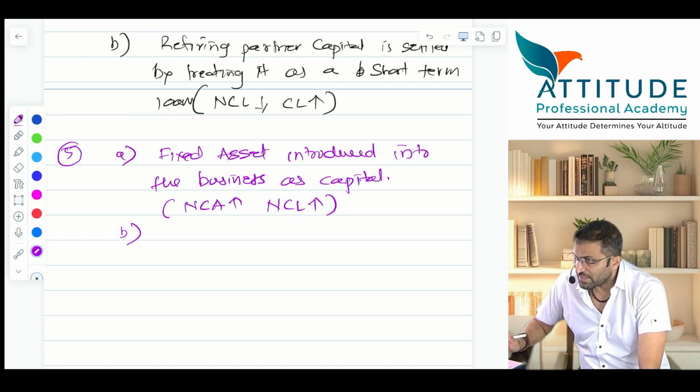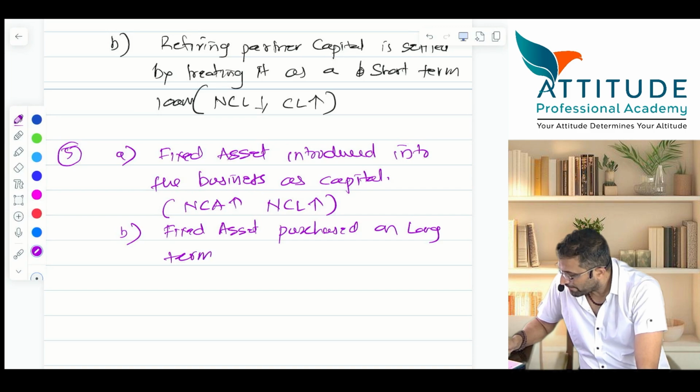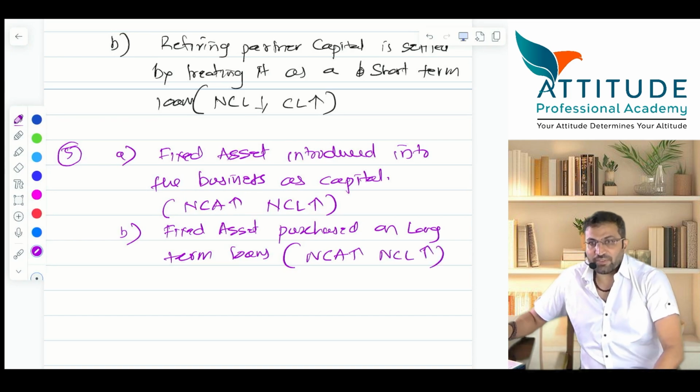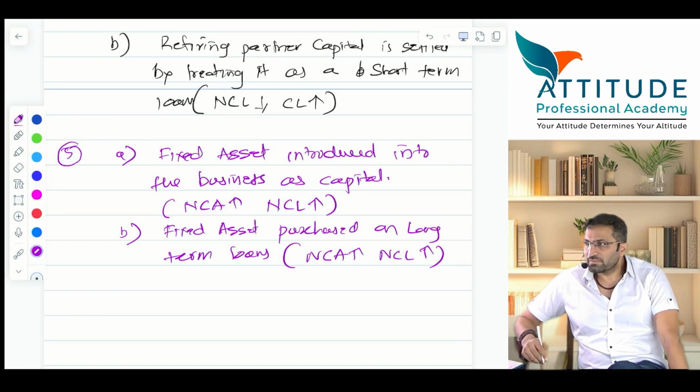I'll come back to that. Now you please tell me about this. Fixed assets taken on long-term loan. What? Fixed assets purchased on long-term loans. What happens? NCA increases. NCL also, instead of capital, your liability is increasing. Is that clear? Now tell me, depreciation on fixed assets. Will it come here? Easy, right?